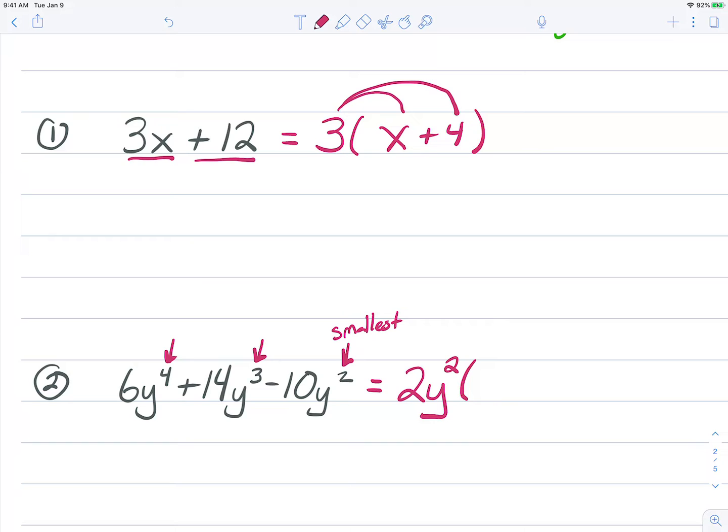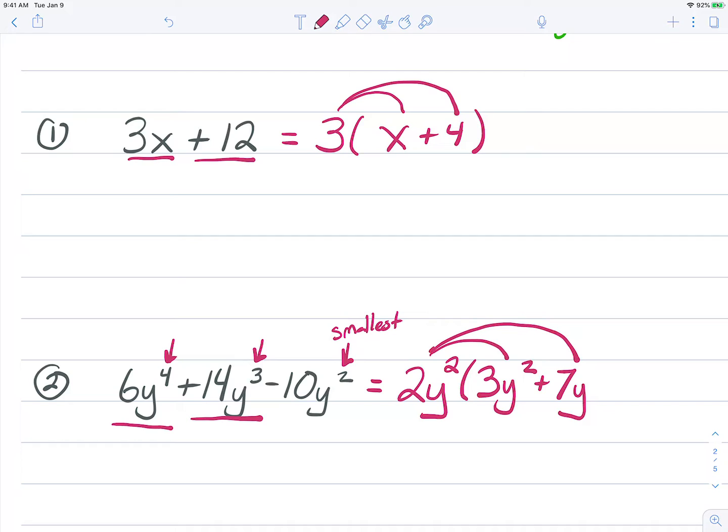So now let's do our undistributing, because that's what factoring really is, undistributing. It's going backwards. So 2y squared was multiplied by what to get 6y to the fourth? That would be a 3, because 2 times 3 is 6, and a y squared, because y squared times y squared is y to the fourth. Now for our next term, what was it multiplied by to get a 14y cubed? That would be a positive 7, because 2 times 7 is 14, and a y to the first, because y squared times y is y cubed.